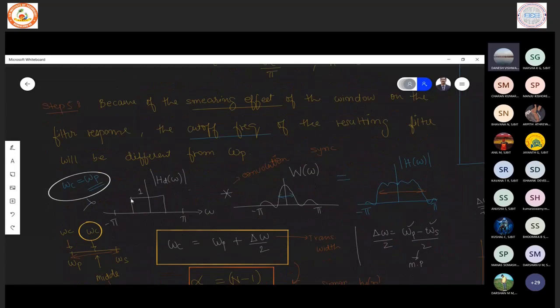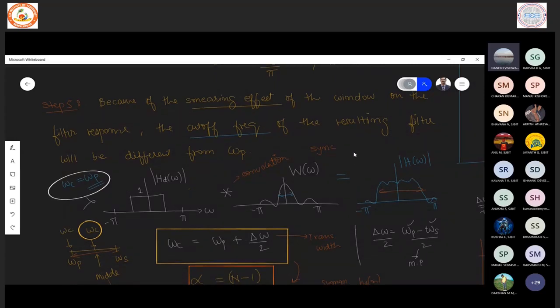See, this is the response of an ideal low pass filter, HD of omega. This is the response of the window. We already saw it is like an impulse, a sinc function. When you convolve the two, it causes a spreading in terms of frequency. This was very compact, now this is spreading. This spreading in terms of frequency is called the smearing effect.